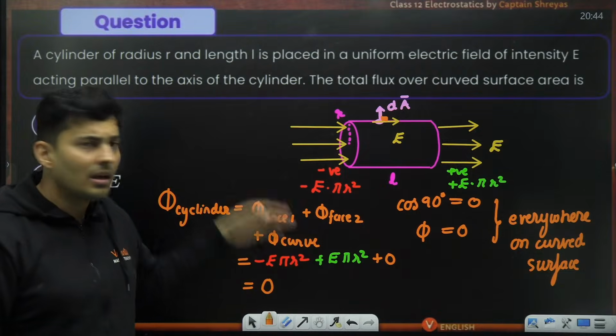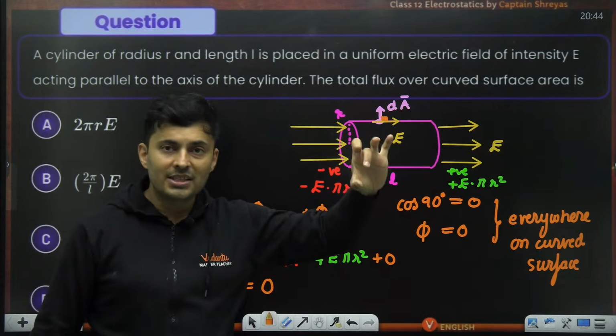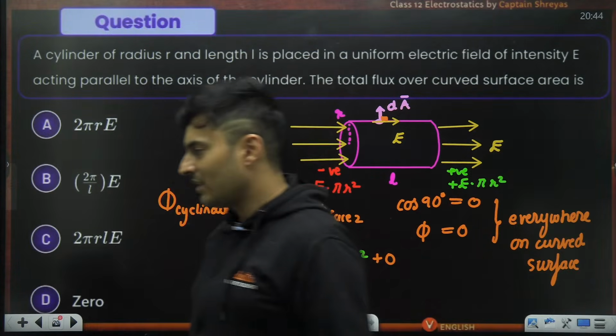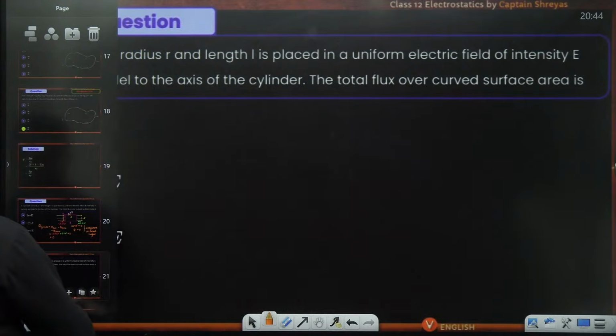And anyways, you can see whatever comes inside goes outside. If whatever comes in goes out, the net flux should be 0. Does that make sense to all of you? Yes, everyone. So that would also be 0, guys.